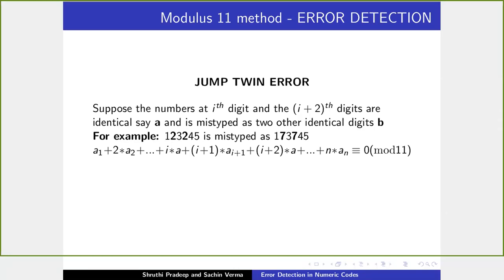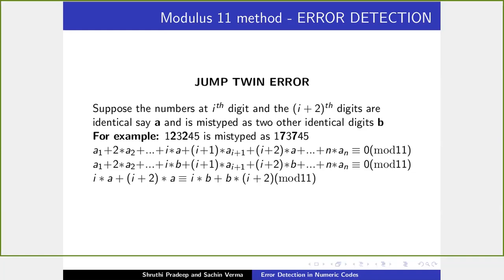So let's see. It's i*ai plus (i plus 1)*a(i+1) and (i plus 2)*a(i+2). Sorry, since they are the same, I had replaced them by A. They are the same numbers, so I took them as A. And suppose the mistyped sum is giving you this. Here again, we assume that the error is not detected. Then the check digit has to be the same. So if this happens, you can again equate, and you get this.